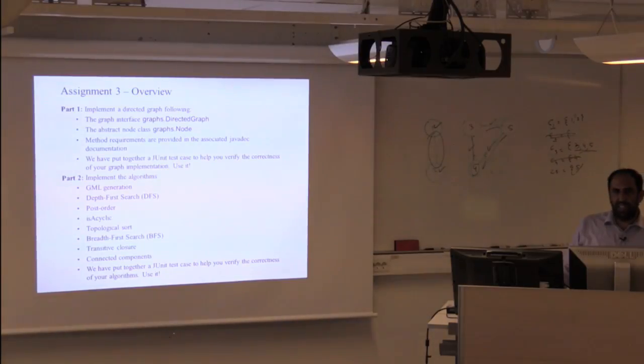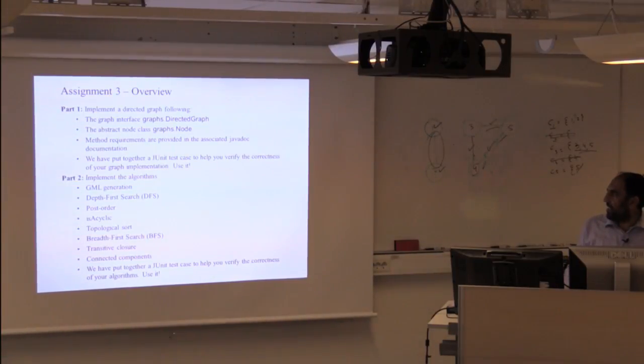Whenever you implement one of these classes, either the directed interface or the node class or the different algorithms, you keep on checking your implementation using the JUnit test case. That's the first requirement, because if your submission doesn't pass these test cases, it means that you will not be able to pass the assignment.